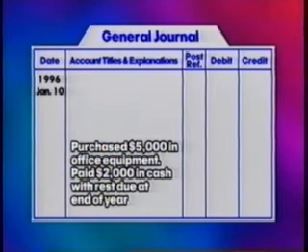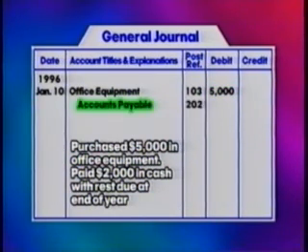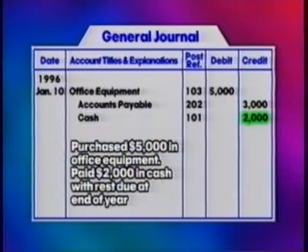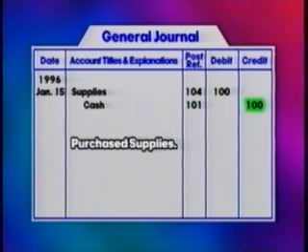For the office equipment transaction, the office equipment account is debited $5,000 because an increase in an asset account is recorded with a debit, and the accounts payable is credited for $3,000 because we're increasing a liability. The cash account is credited $2,000 because it's an asset that's decreasing. Purchasing supplies with cash debits the supplies account for $100 because an increase in an asset account is recorded as a debit. It credits the cash account for $100 because a decrease in the cash asset account is a credit.